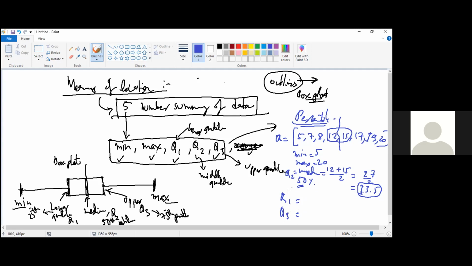When I say 25th percentile, this is the point in your data such that 25% of your values are below it. So how do we calculate a percentile? The formula is: percentile equals the number of values less than the value you are looking for, divided by the total number of values, multiplied by 100. This is the formula for the percentile.